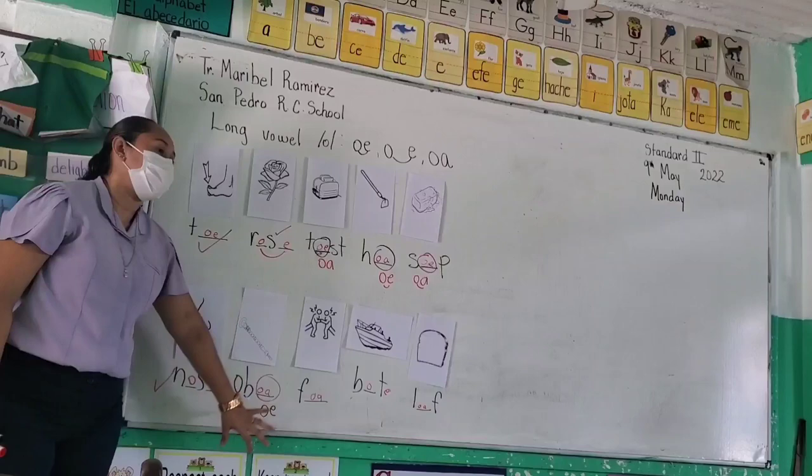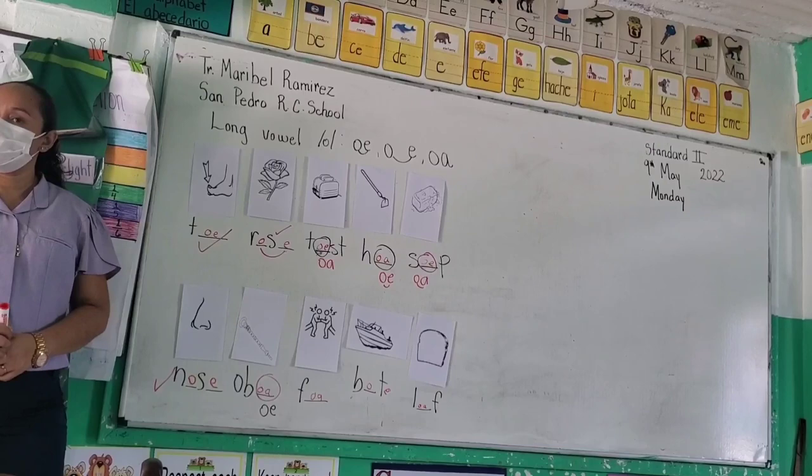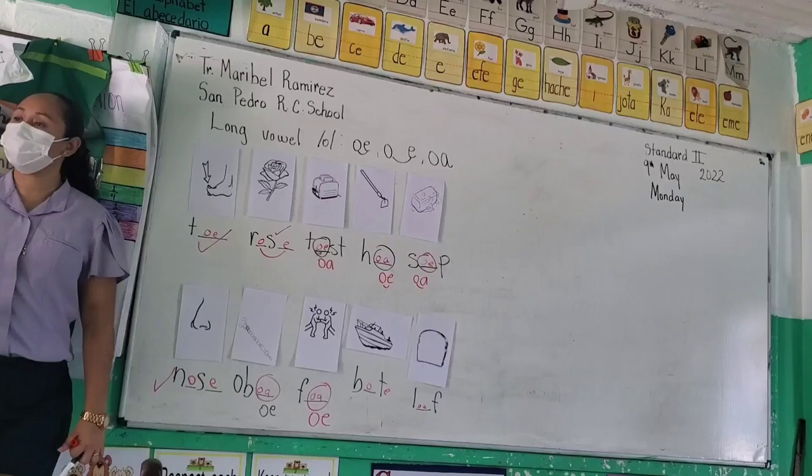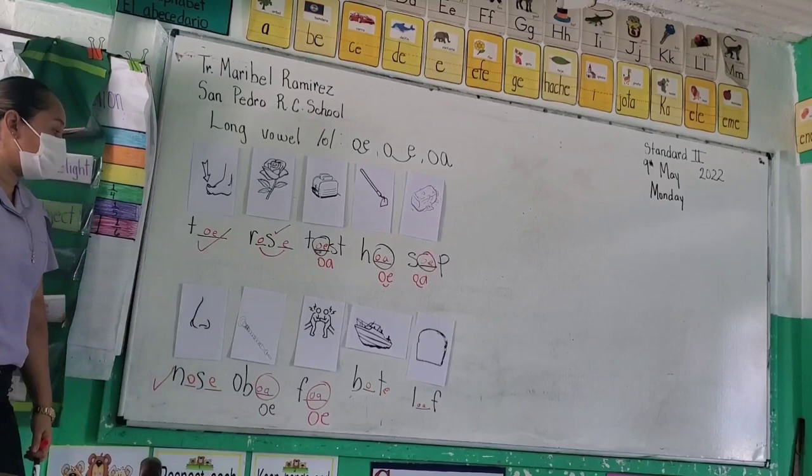How about four? Is this correct? No. What are we to use for four? O E. Why should I use O E? O E together is mostly found at the end.